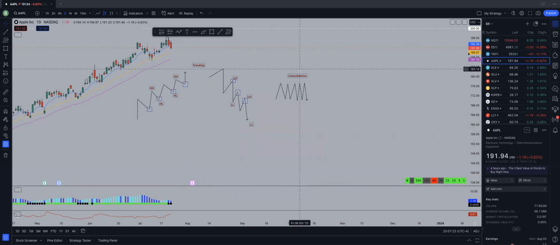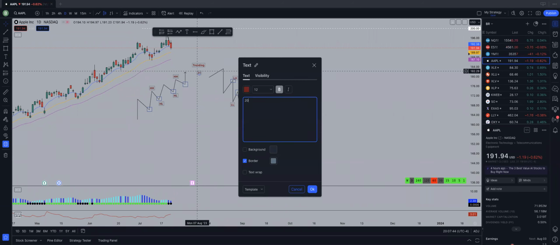Okay, so we have consolidation. I may have spelled that wrong. Don't spell check me on it, but consolidation and trending. So the idea behind this is we want to identify what's going on in the market. Is it in an uptrend? Is it in a downtrend? Or is it in a consolidation? Why? Because trending markets happen roughly between 15 and 20% of the time.